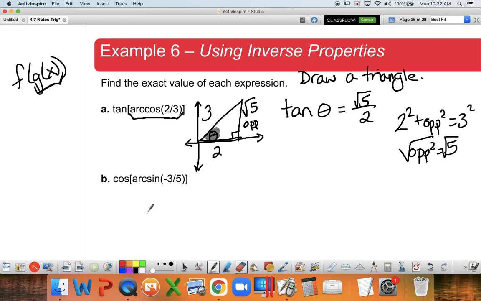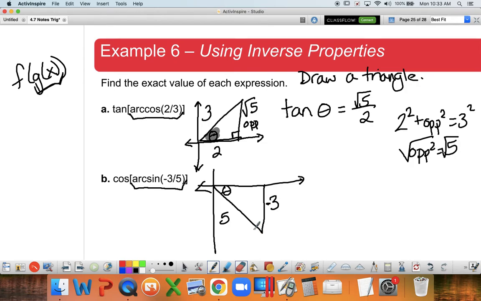All right, let's do another one. We've got arc sine of an angle is negative 3/5. So that tells me that it is down here in this quadrant. So right here is my theta angle. The sine value is opposite over hypotenuse, and this is the negative part here. And look at that, we have a 3, 4, 5 right triangle. That helps us out a lot. So I want to say, okay, what is the cosine of this main angle that we have identified? Well, cosine is adjacent over hypotenuse, 4 over 5.